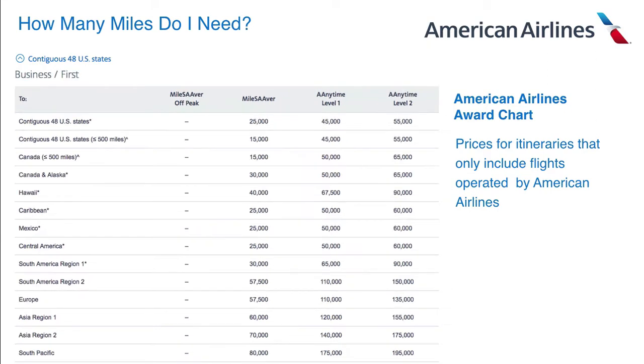Here you can see the business and first class award chart, which is just like the economy one, but with higher prices for saver awards. To take another example, if you were traveling from Austin, Texas to Cancun, Mexico, you'd look up the Mexico region along the left side and find the business class price for a round trip should be 50,000 miles, or 2 times the one-way price of 25,000 miles.